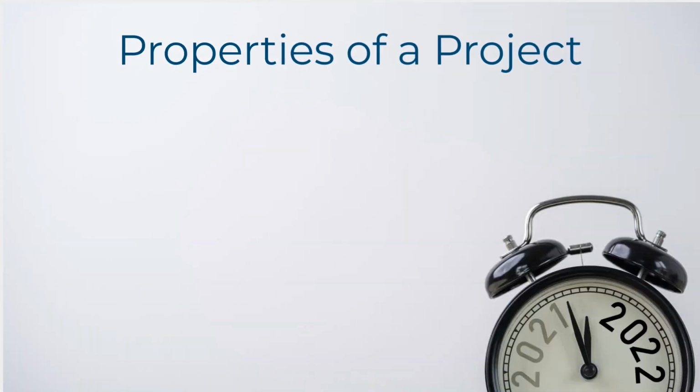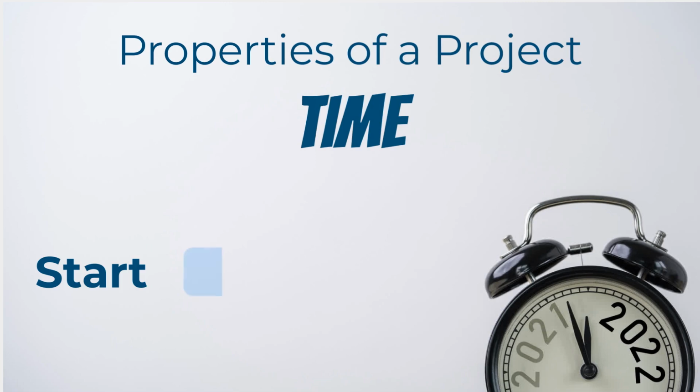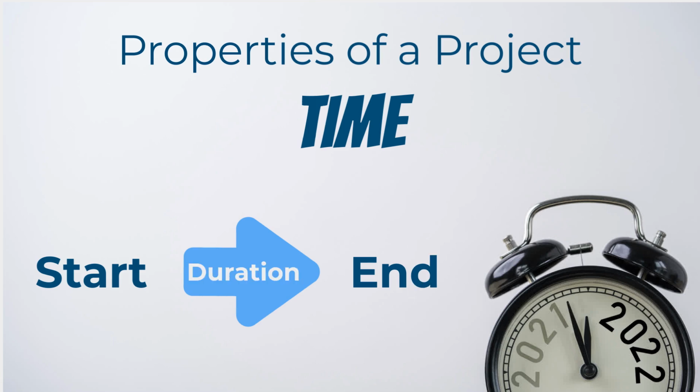The second property of a project is being temporary or having specific time. The project starts with the request or realization of need and ends by serving the hot dish to your girlfriend. The time lapse between the start and the end is referred to as the project duration.